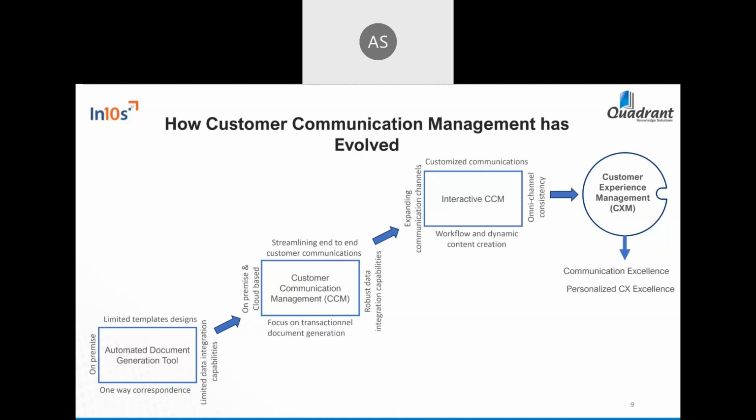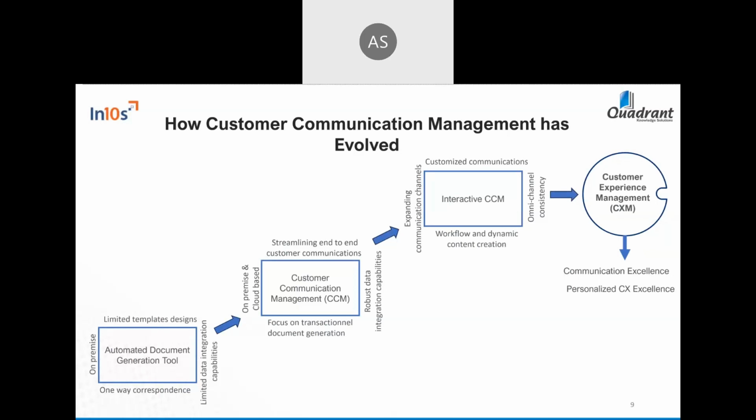In the first stage, you can see that the CCM evolution was primarily characterized by on-premise solutions, and these tools automated the generation of one-way correspondence such as bills, statements, and notifications. The design of templates was limited, and data integration was also very minimal. For example, a company might have used this type of tool to generate and send monthly bills to its customers, and the communication was one way with no interaction from the customer side.